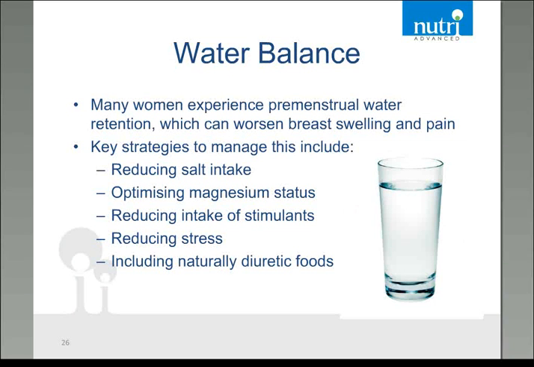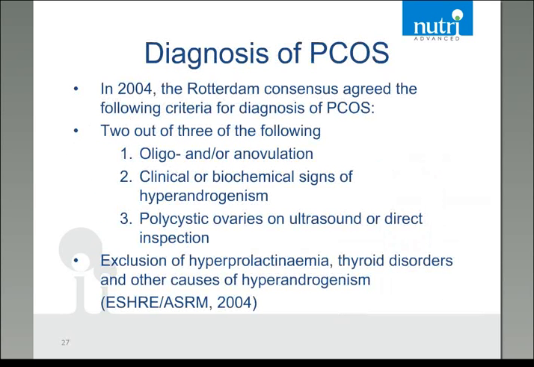Many women experience premenstrual water retention, which can worsen breast swelling and pain. Key strategies to manage this include reducing salt intake, optimizing magnesium status, maybe you need to put them on an extra magnesium product, reducing intake of stimulants, reducing stress, and including natural diuretic foods, of which there are many available to us. Now let's go on to PCOS.